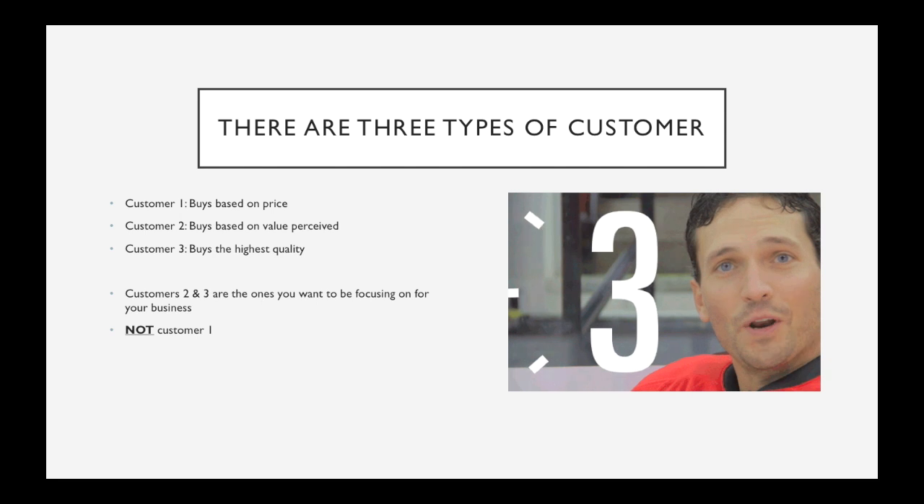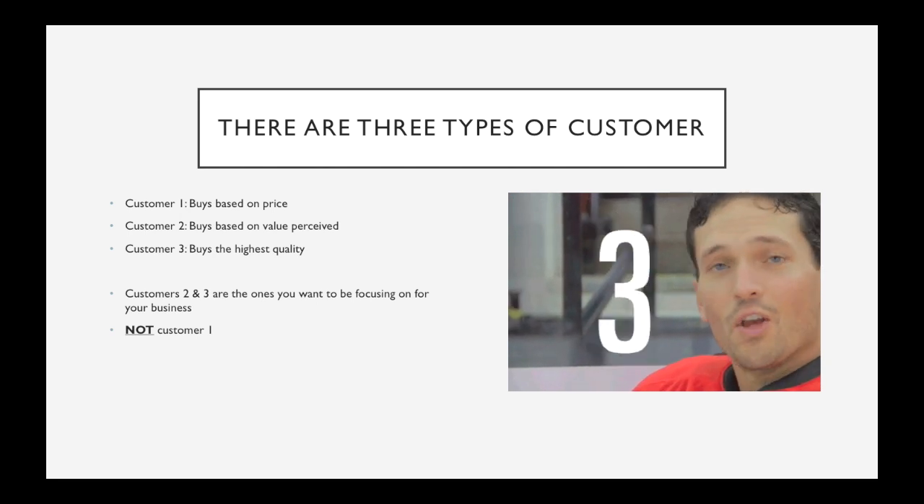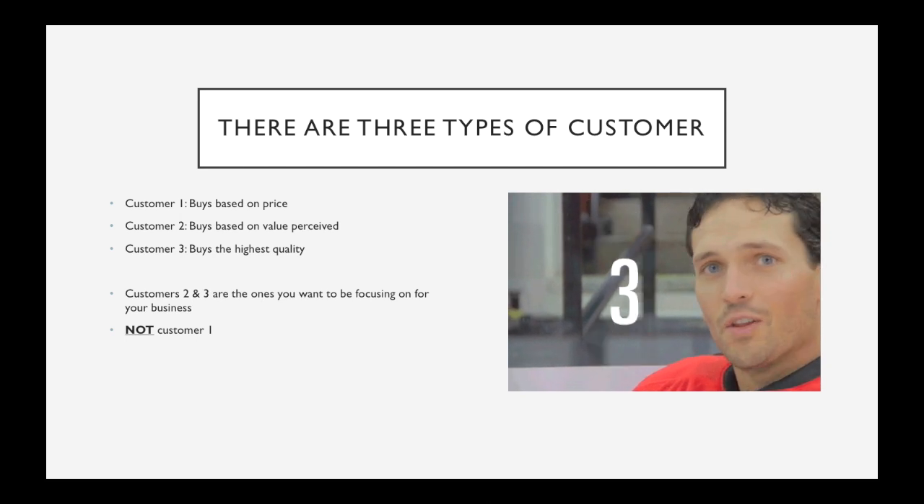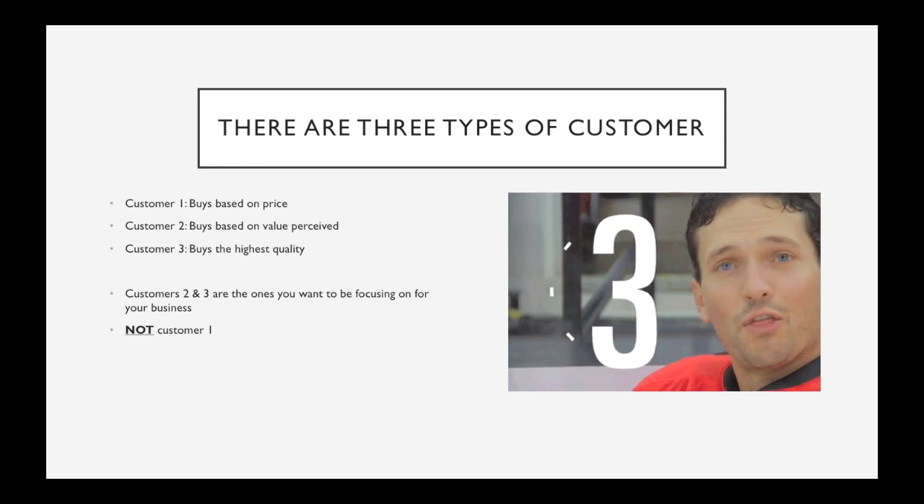So with that said, there are three types of customers. And please remember this. Customer one buys based on price. Customer two buys based on value perceived. And customer three always buys the highest quality. Out of these three customer types, customers 2 and 3 are the ones you want to be focusing on for your business, not customer 1.